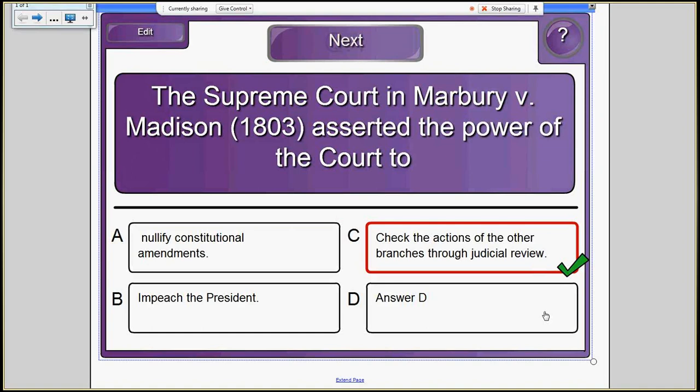The decision he comes up with is that since the law stated that the Supreme Court was a court of original jurisdiction, the law itself was unconstitutional. Therefore, the Supreme Court could not rule on it. He actually gives the Supreme Court an enormous amount of power: the authority to look at laws that are passed by Congress, signed by the president, and declare them unconstitutional. And so judicial review becomes a very powerful tool in the Supreme Court.